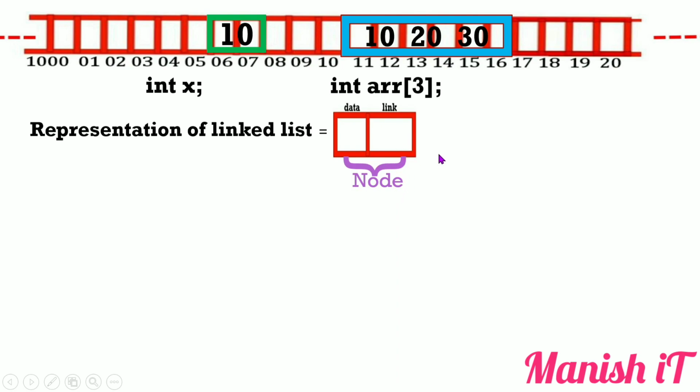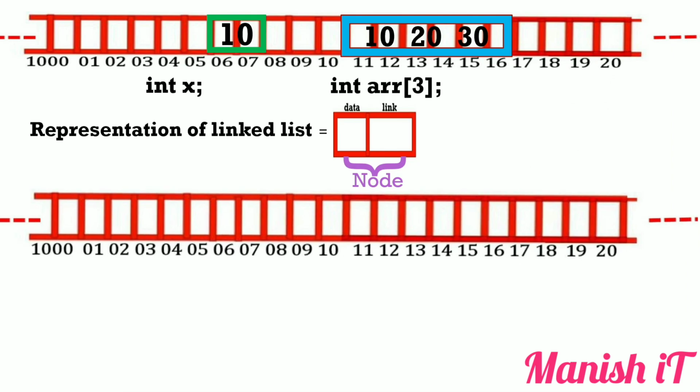So next, our memory representation. Because it is also a collection of similar data types, that is homogeneous. So its memory location is definitely a long stretch of bytes.